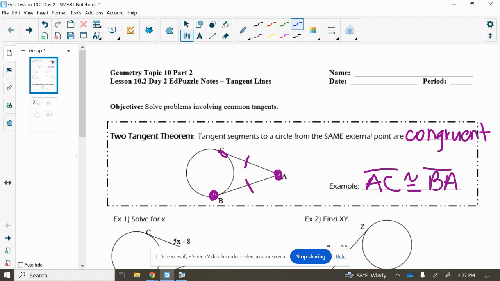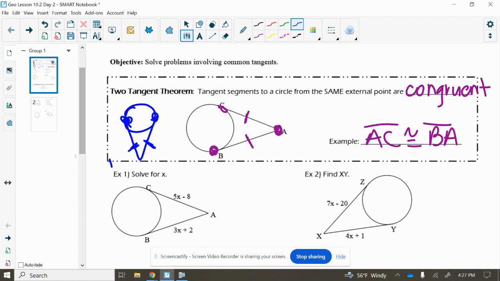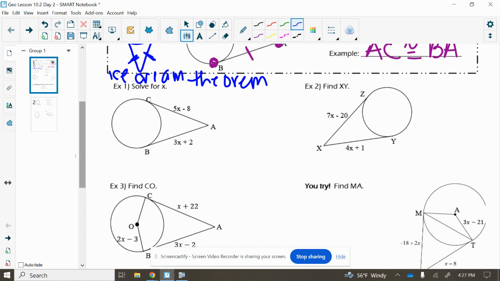I like to think about this as the ice cream cone problem. So imagine we have this ice cream cone. You need your cone to have two equal sides so that your ice cream doesn't fall off the top. That's how I like to remember this. So again, I like to call this the ice cream cone theorem. Down below, we have a couple more examples of these tangents coming from the same point.